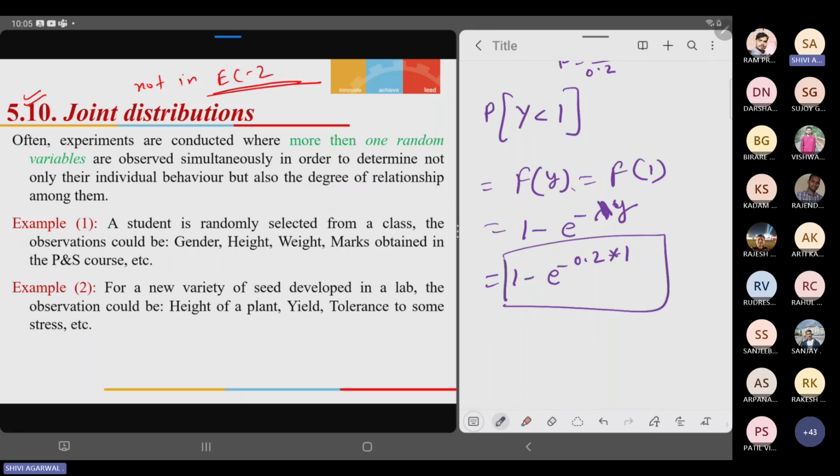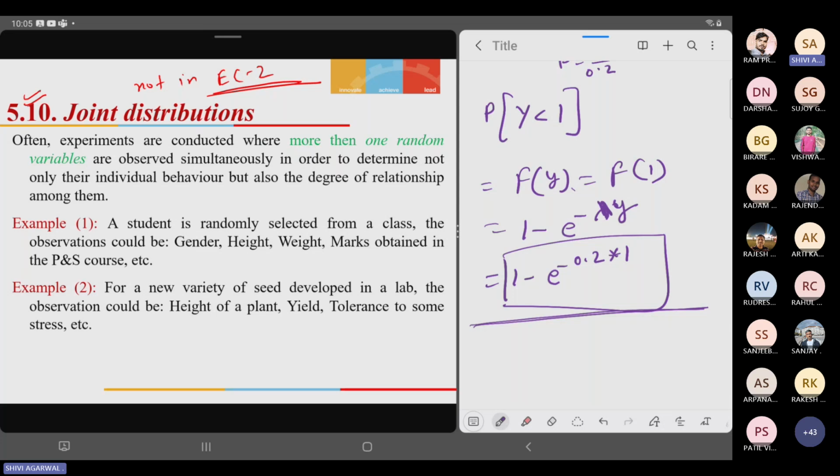Joint distribution, again I am saying here. Joint distribution is the extension of chapters 4 and 5, which we have done earlier. Earlier we did the single variable distribution. Single variable means x; we are talking about x only. But here, if there are two variables, x and y, then we have to move to the joint distribution.